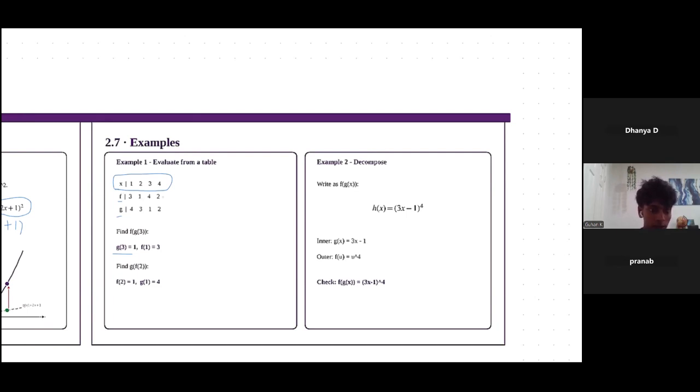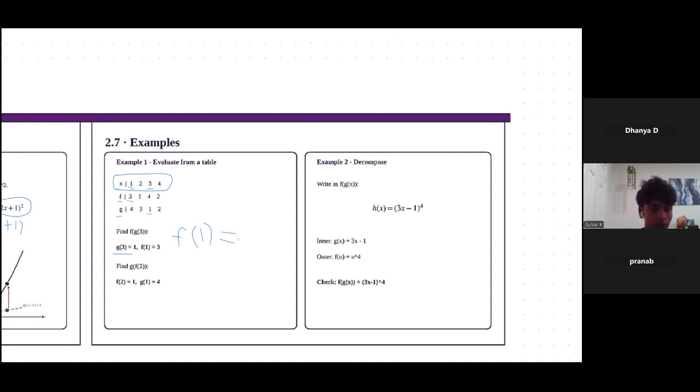So here, when we're finding f of g of 3, first we have to find what g of 3 is, because we work from the inside out. G of 3 is going to be, okay, x equals 3, g equals 1. So this becomes f of 1. Now we have to look when x equals 1. We're looking at f this time, equals 3. So our answer for f of g of 3 is going to be 3.